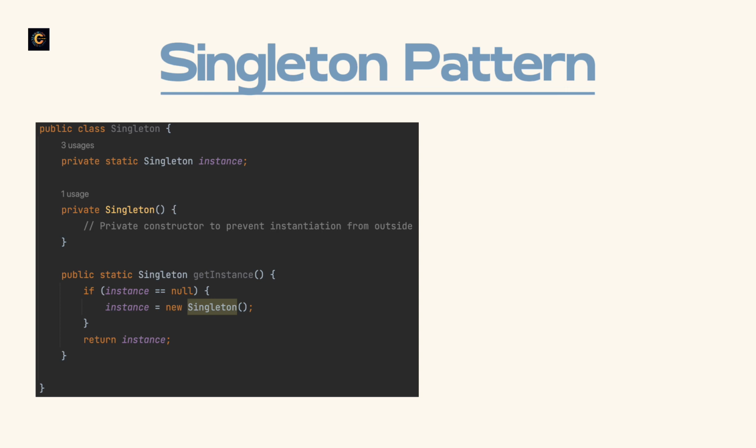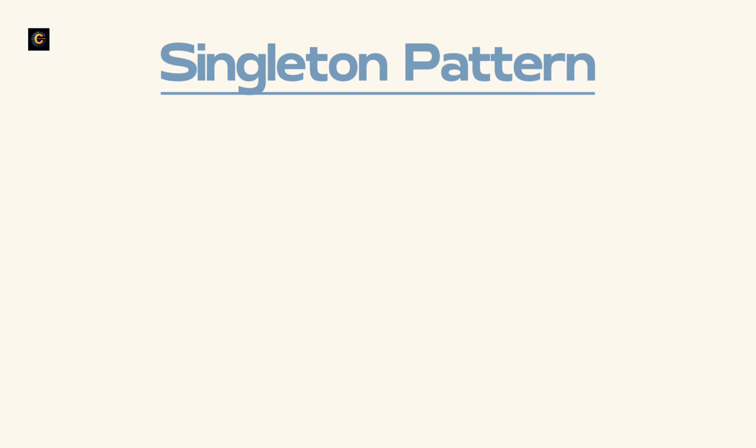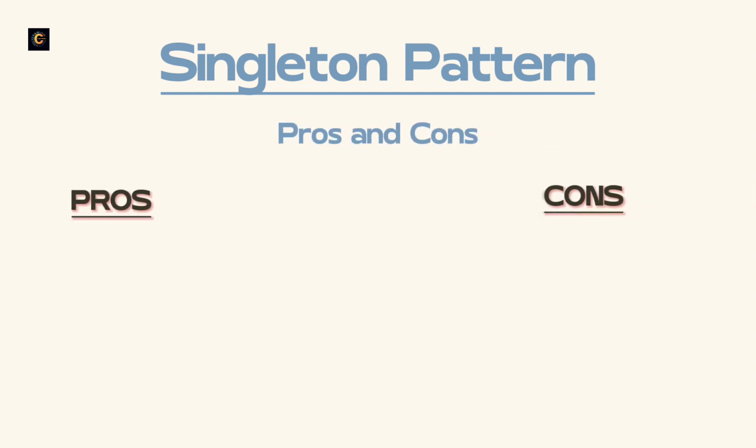In this code, the class Singleton has a private constructor to prevent instantiation from outside the class. It has a static method getInstance which returns the Singleton instance. If the instance doesn't exist, it creates one. Otherwise, it returns the existing instance. As simple as that. Now, let's talk about the benefits of using the Singleton pattern.